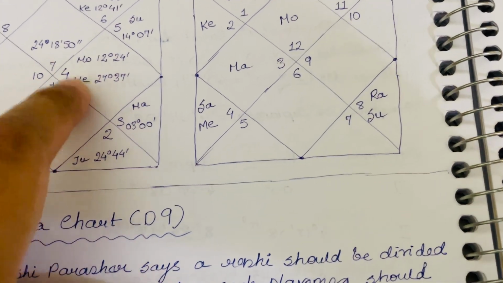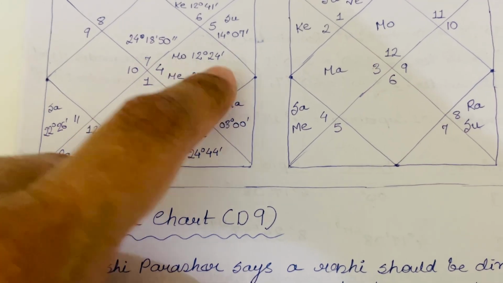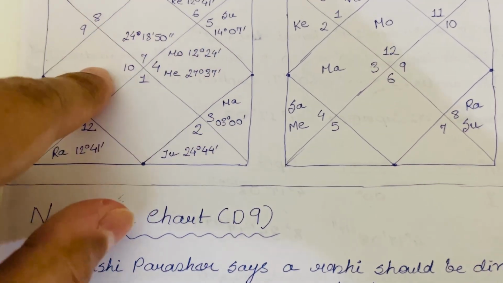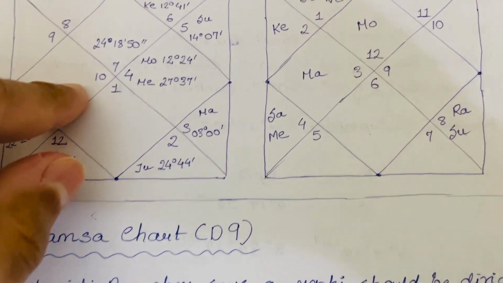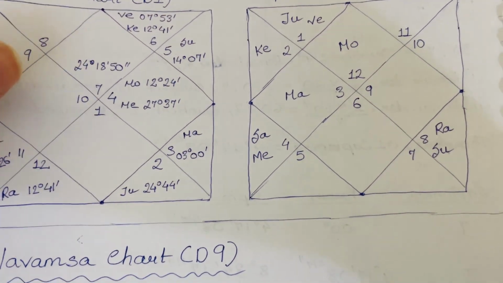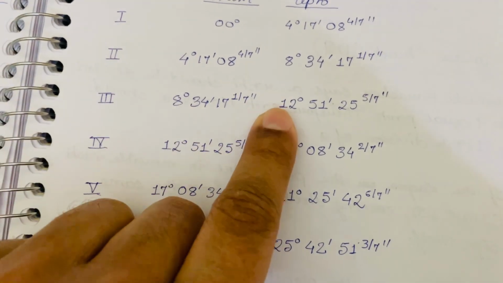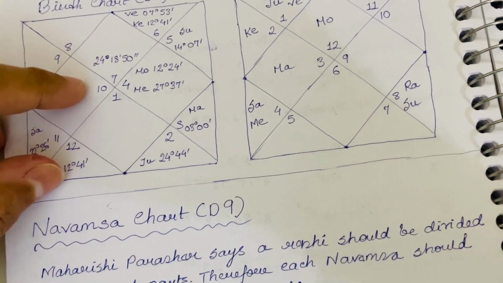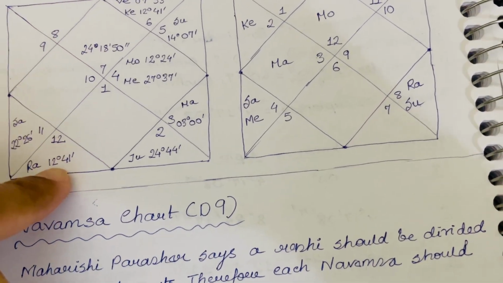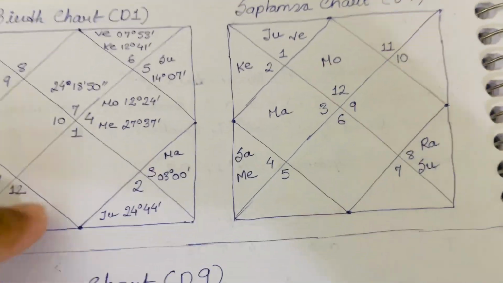Now Moon and Mercury are both in the sign of Cancer, an even sign. That means the counting will start 7th from Cancer, that is, from the sign of Capricorn for both Moon and Mercury. Now we have to look at the longitudes. 12 degree and 24 minutes is falling in the 3rd Saptamsha. So for Moon it will be 1, 2, 3. Moon will be coming in the sign of Pisces in the Saptamsha chart.